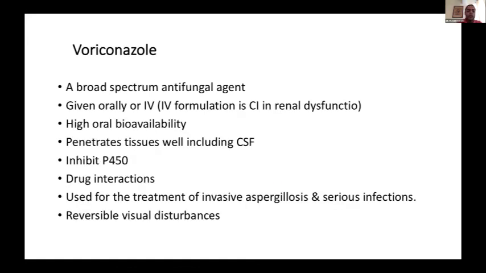Voriconazole is another azole. It's a broad-spectrum antifungal agent. It can be given orally or intravenously.